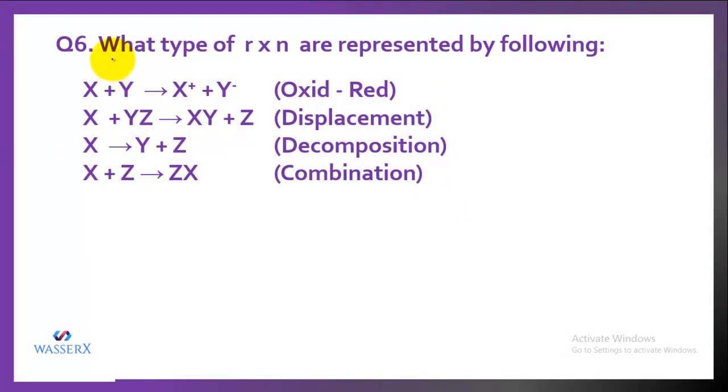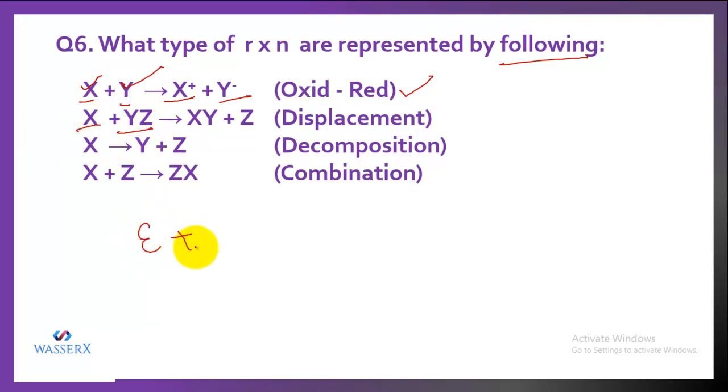Another question is, what type of reaction is represented by the following? You have different reactions and you need to explain what type of reaction they are and the reason behind it. The first reaction is X plus Y forms X positive and Y negative. In this case, they are getting oxidized and reduced, because one is losing and one is accepting electrons.